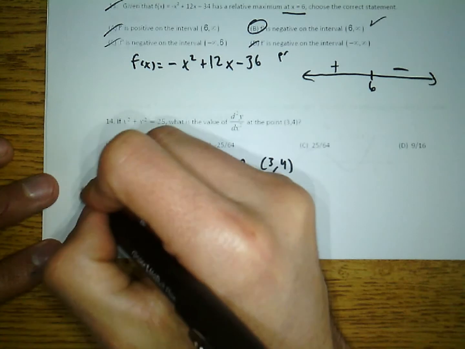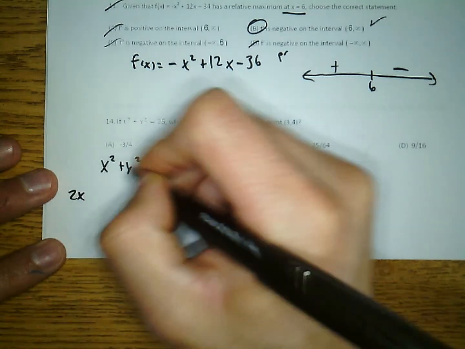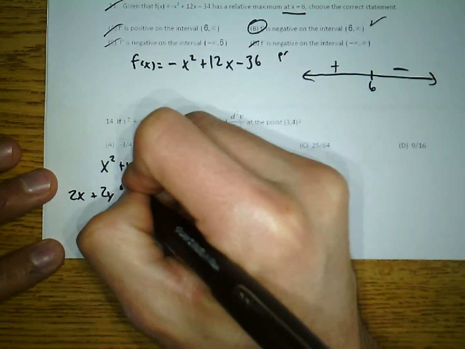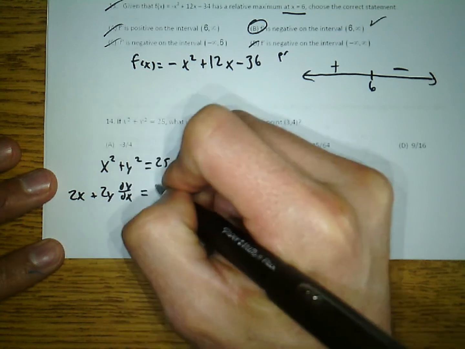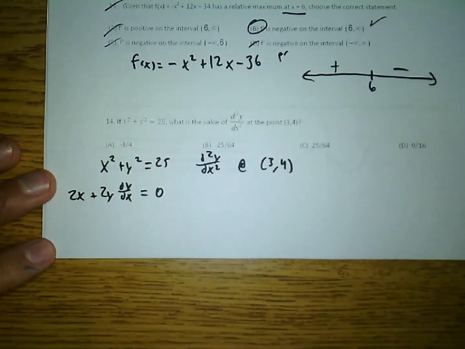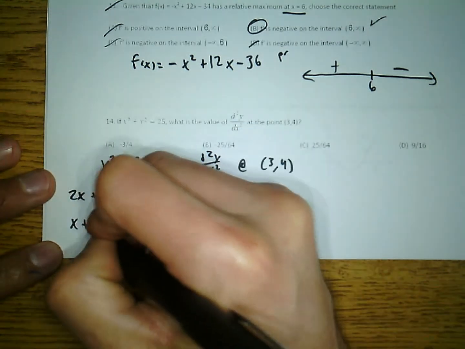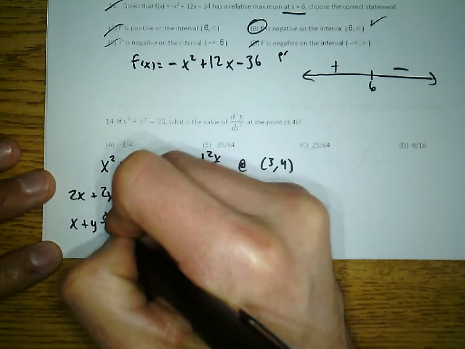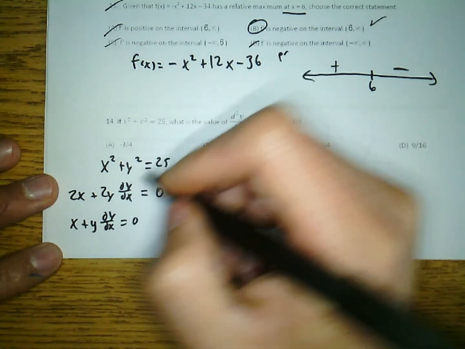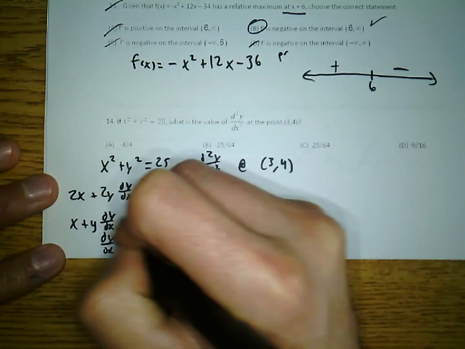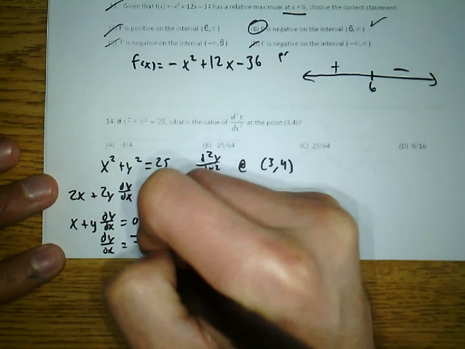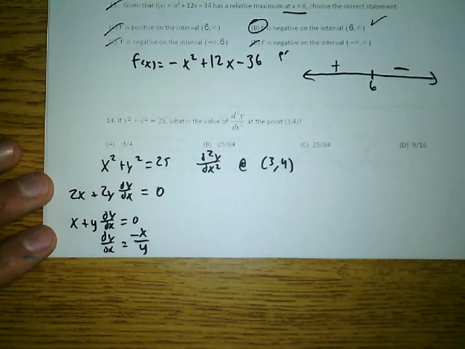Okay, so we're going to take the derivative. Derivative of x squared is going to be 2x. Derivative of y squared is going to be 2y dy/dx. Derivative of 25 is 0. I'm going to make my life easy and recognize that everything's divisible by 2. So that means x plus y dy/dx is equal to 0, which means dy/dx is equal to negative x divided by y. So I subtracted the x and divided by y.